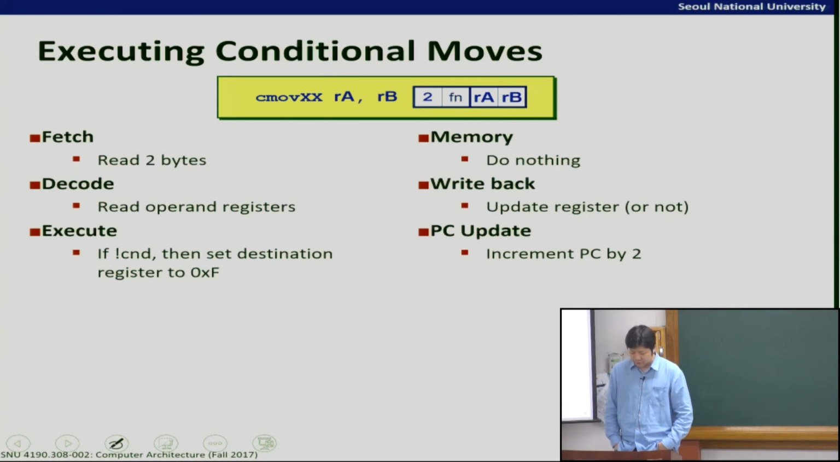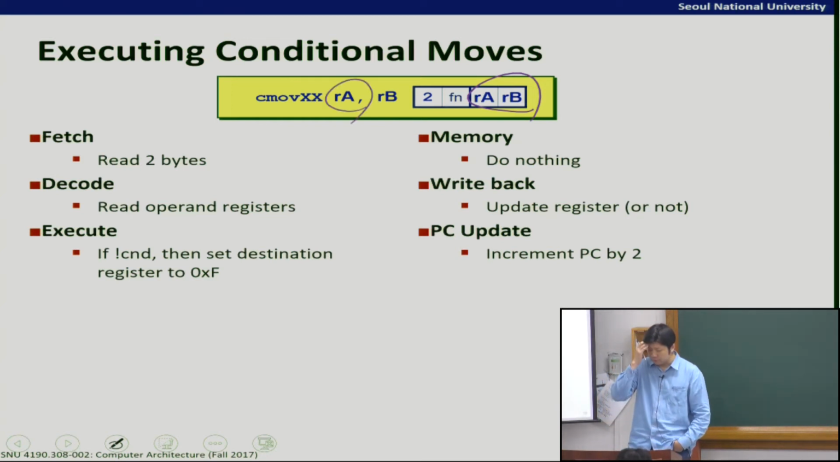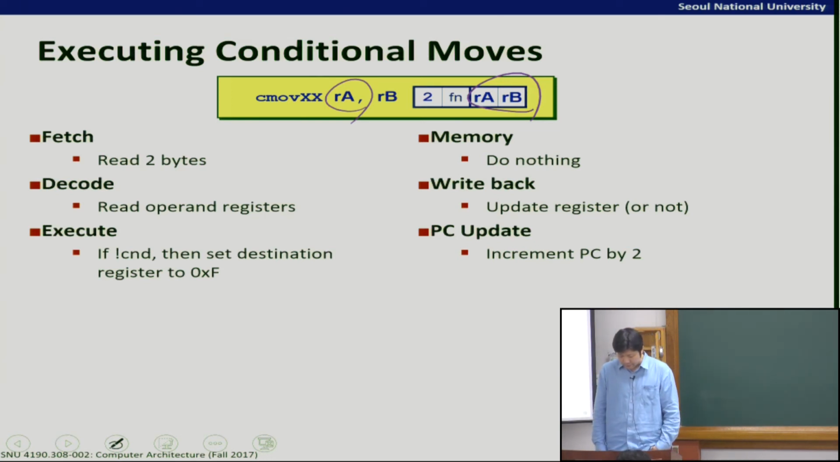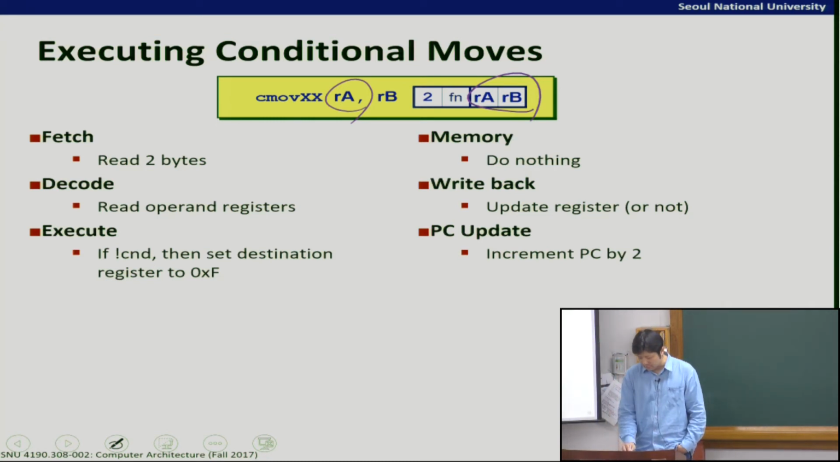It first fetches the 2 bytes, the instruction code plus register specifier. And in the decode stage, we read these 2 register values, RA and RB. Actually, you know what? We don't have to read the second one. We only need to read the first one, right? Because for conditional move, we need to read only one of the registers, the RA. In the execute stage, if the condition is not satisfied, then set the destination register to 0F.